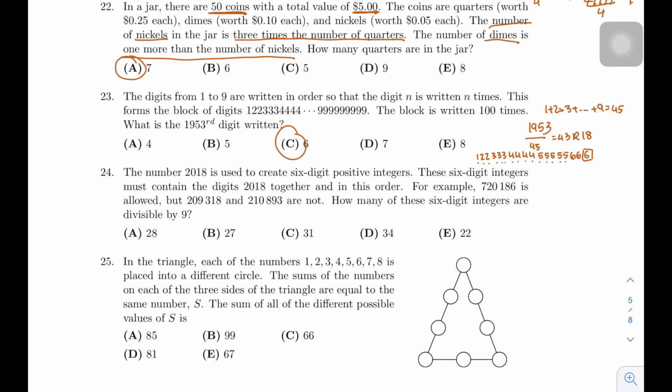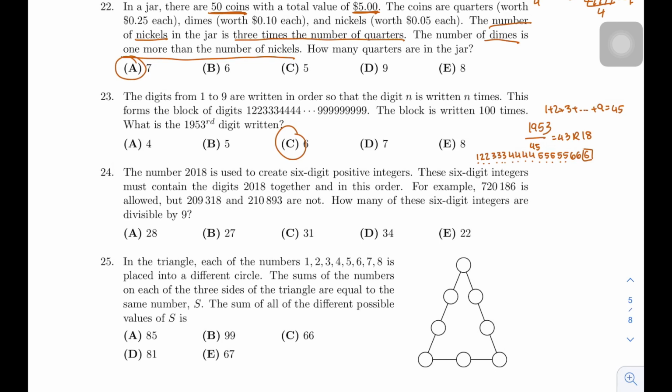Question 24. The number 2018 is used to create 6-digit positive integers. These 6-digit integers must contain the digits 2018 together and in this order. For example, 720186 is allowed, but 209318 and 210893 are not. How many of these 6-digit integers are divisible by 9?